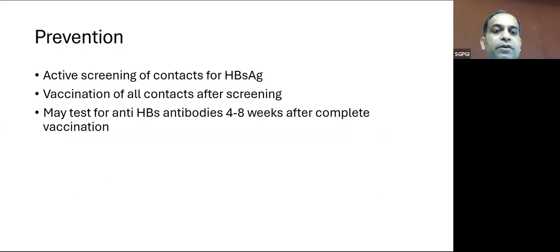Prevention part we have already talked about. Active screening of contacts for HBsAg we have to do, and vaccination of all contacts after screening. I'm not sure whether we should test for anti-HBs antibodies after the full vaccination course or not. But in case of a spouse, or if someone is having a high viral load, I think after 4 to 8 weeks of vaccination, it's a good strategy to check for anti-HBs antibodies.